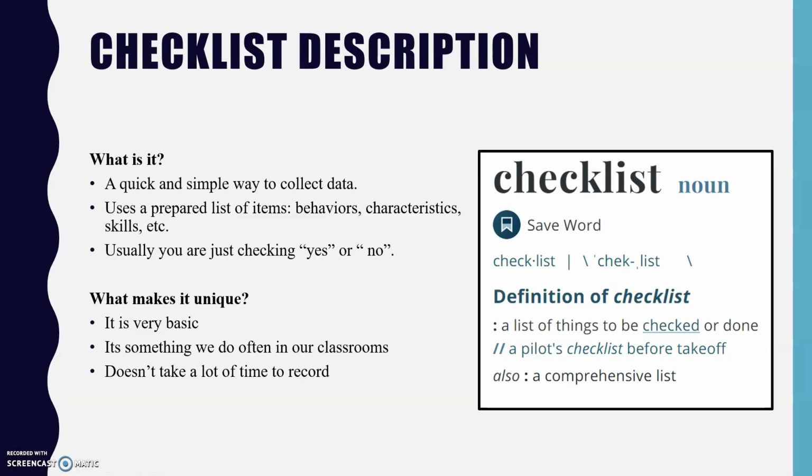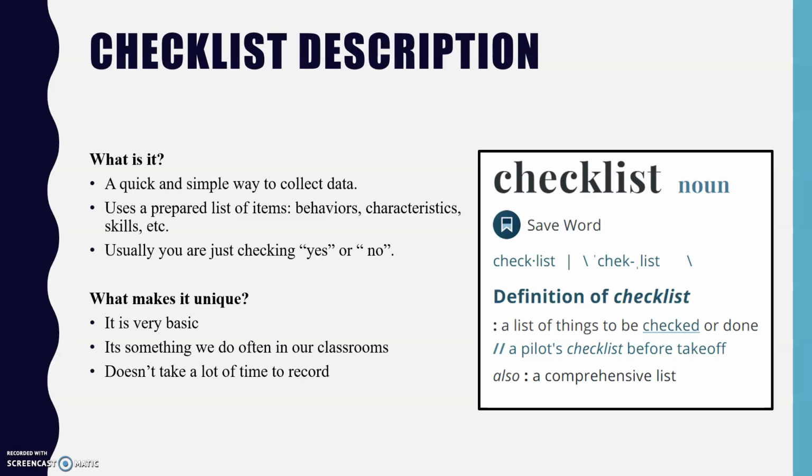Most of us have used checklists in our classroom or in our personal lives in some way. I decided to look up the definition in the dictionary. Webster defines checklist as a list of things to be checked or done. So in action research, checklists are a pretty simple way to collect data. The researcher prepares a list of items that they want to observe or to not observe, and then the researcher checks off yes or no.